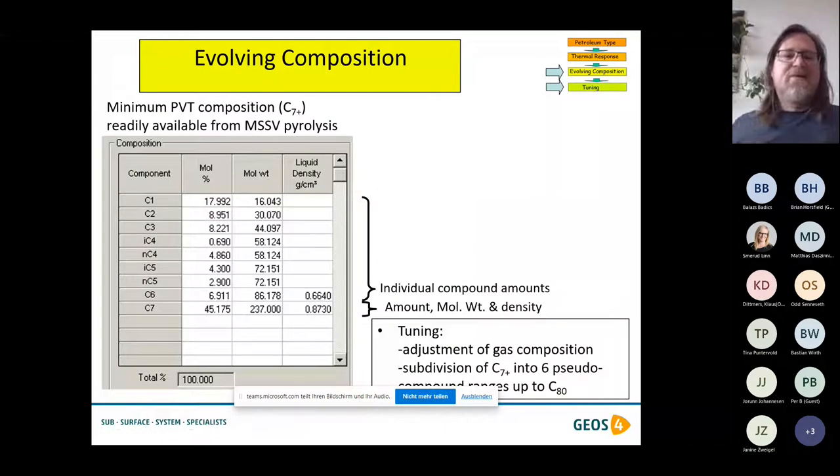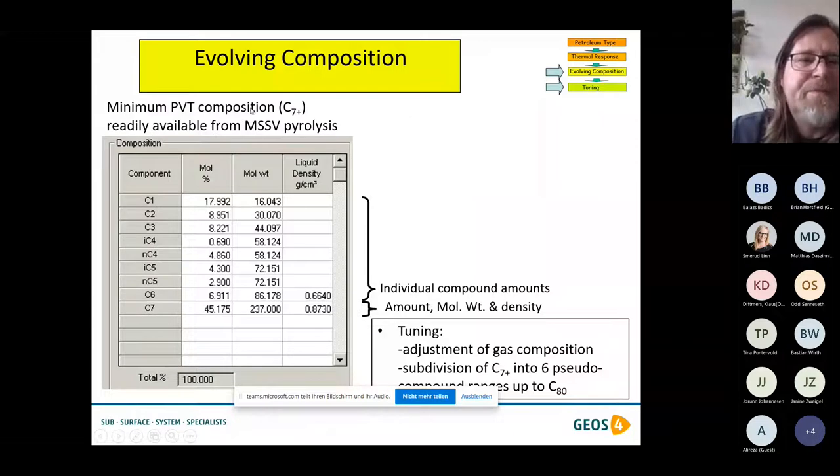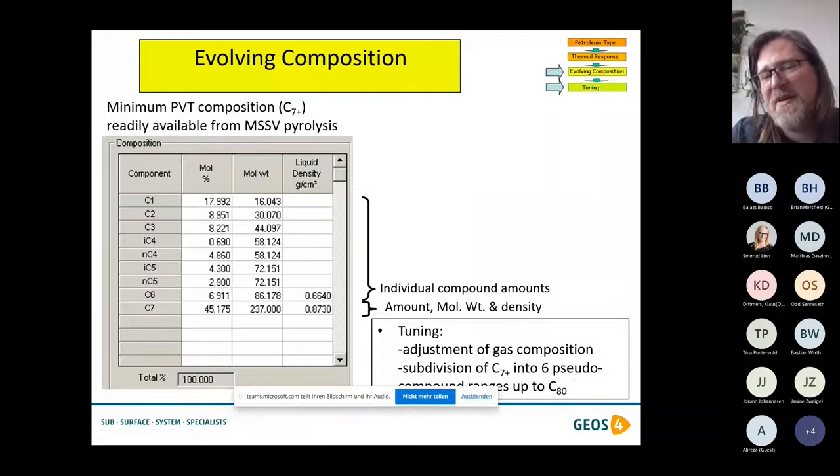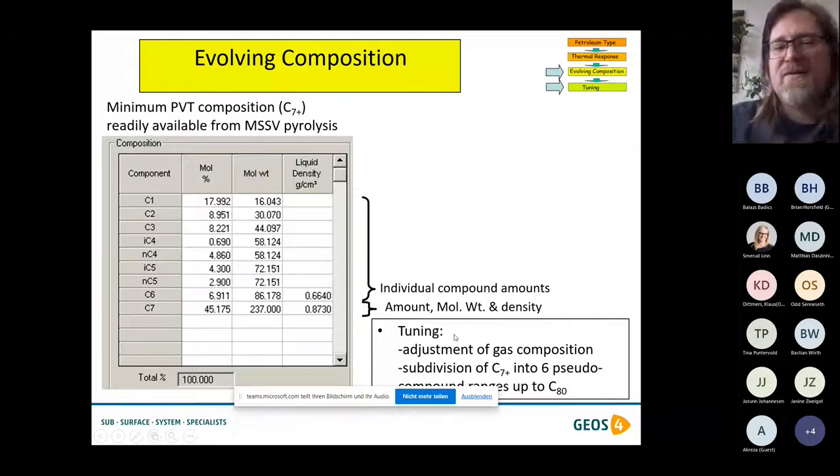Here I would like to quickly point out how the MSSV data has to be tuned to make it PVT predictive. Here it's shown the minimum PVT composition that is readily available from MSSV pyrolysis, so the individual gas compound amounts and the C7 plus fraction. The only two tuning steps needed now are simply the adjustment of gas composition, as laboratory gases are always too wet, and the subdivision of the C7 plus fraction into six pseudo compounds ranging up to C80, as a resolution of up to C80 to 100 is needed by the equation of state to be phase behavior predictive. Our laboratory data has a resolution up to C30 only.